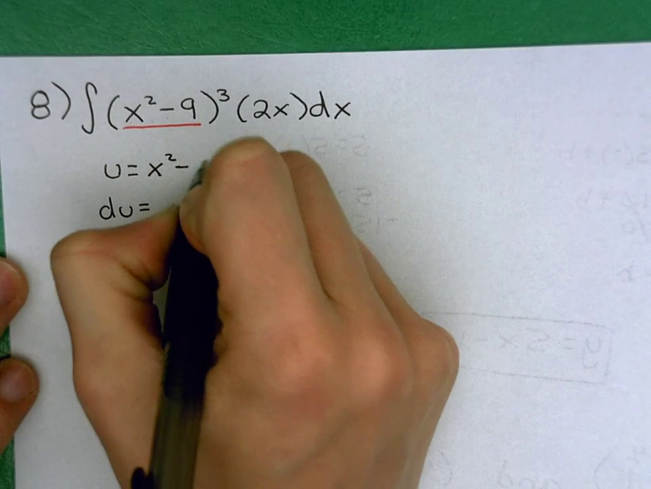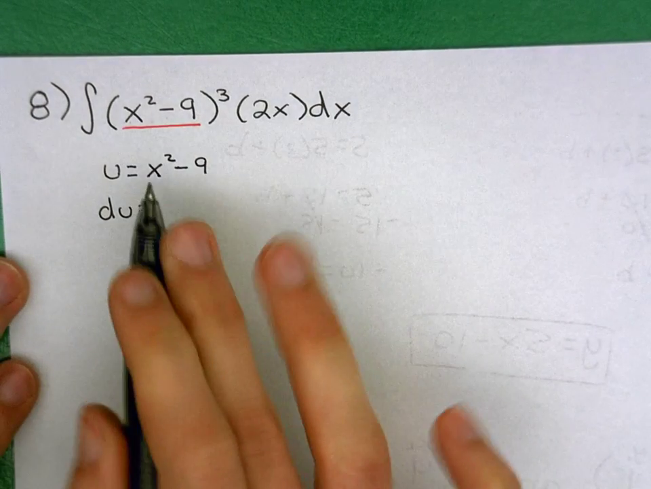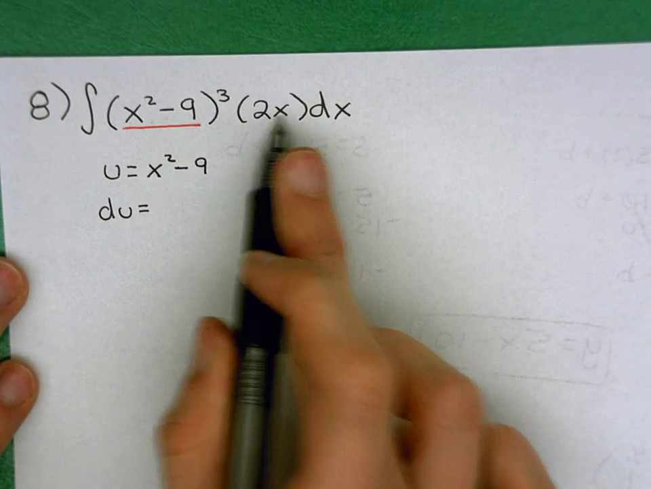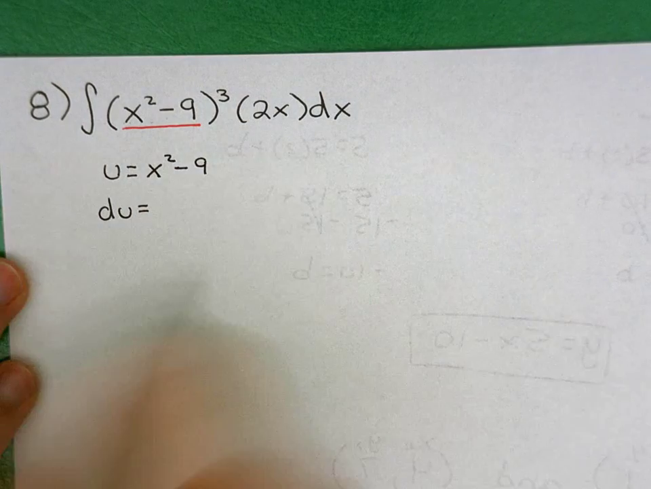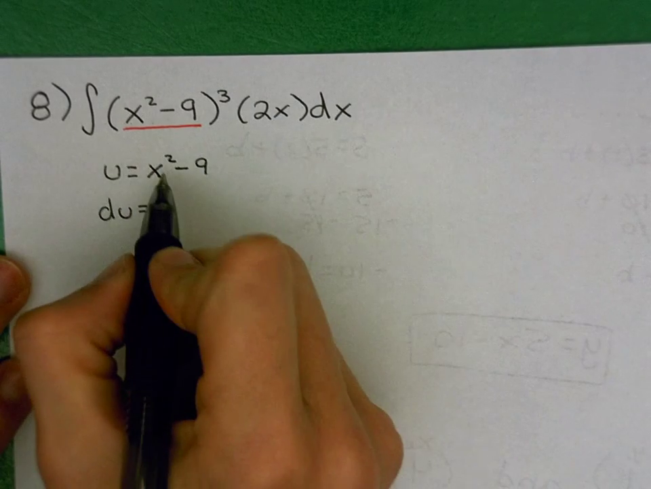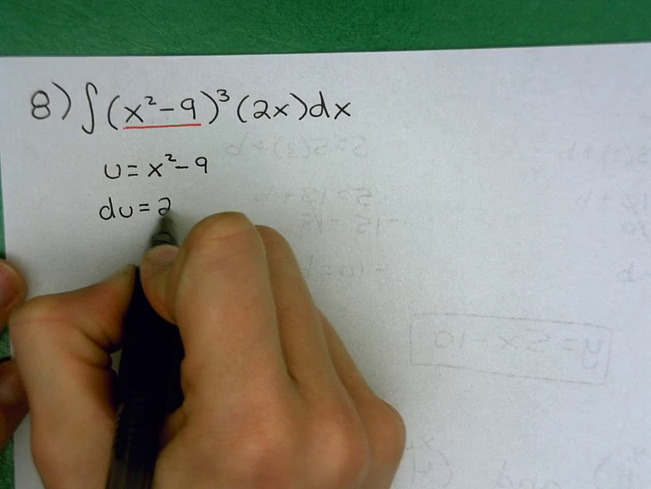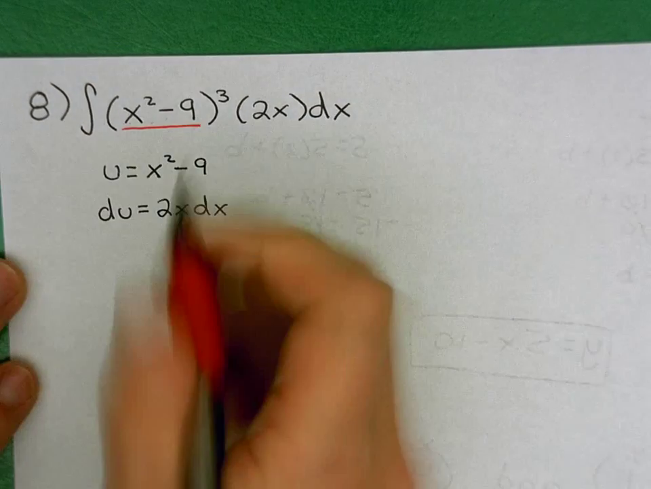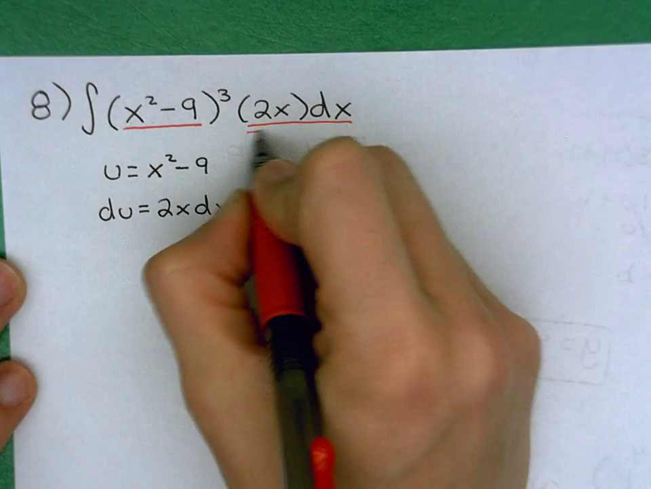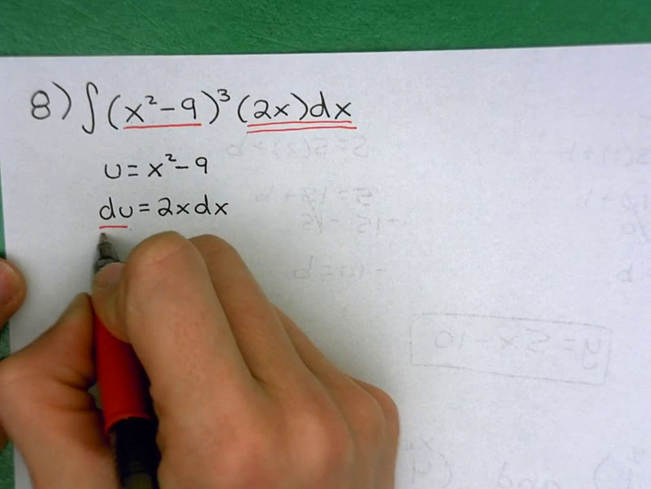If this is my correct u, when I do my du, I should be able to get rid of the 2x dx, or at least the x dx. The 2 may or may not. Coefficients we can manipulate. The derivative of x squared minus 9 is 2x dx. And so sure enough, I can get rid of this 2x dx by substituting in my du.